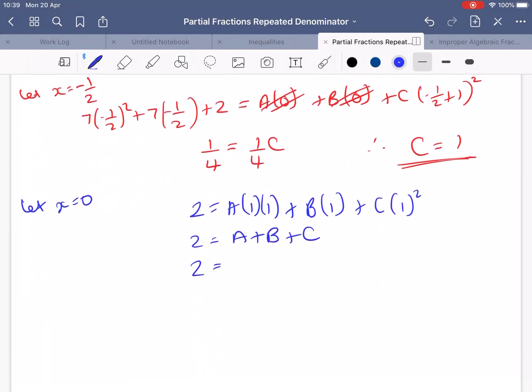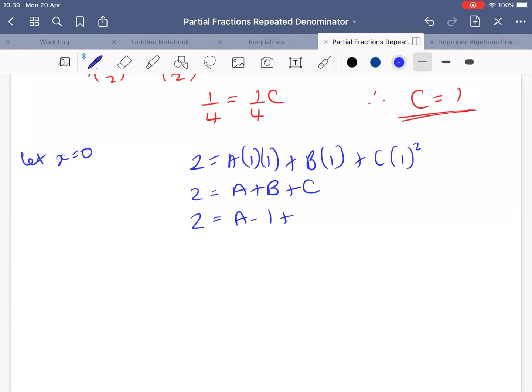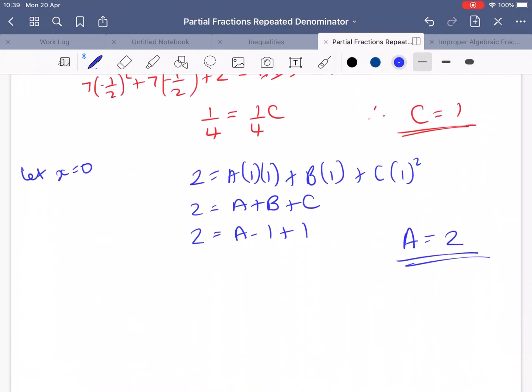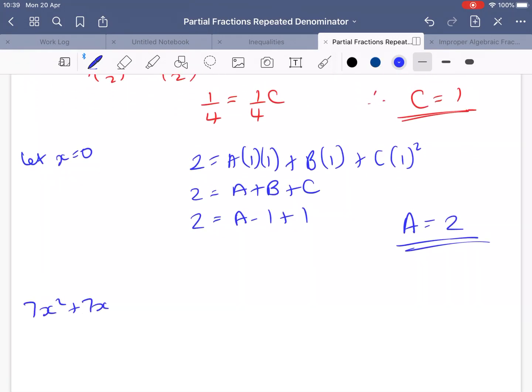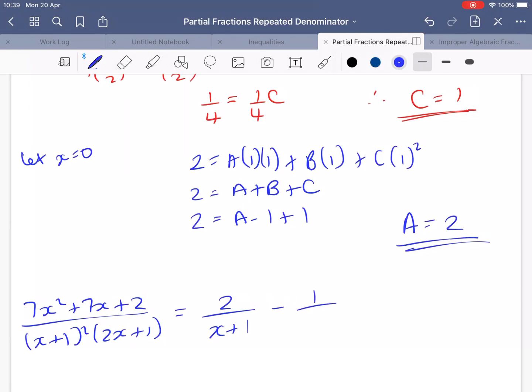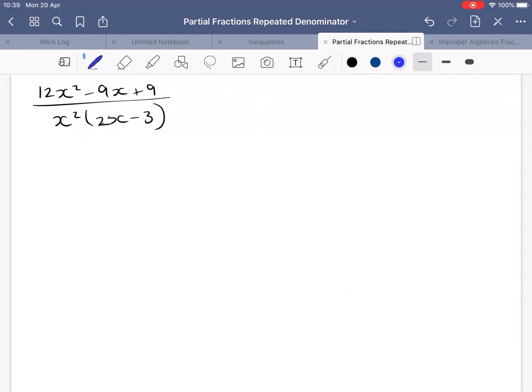Now, let's go back. My b was minus 1. My c was plus 1. So guess what? A equals 2. So let's do my solution. So I've got my 7x squared plus 7x plus 2 all over x plus 1 squared times 2x plus 1 is equal to 2 over x plus 1 minus 1 over x plus 1 squared plus 1 over 2x plus 1. Okay. Right, I'll do a second example.